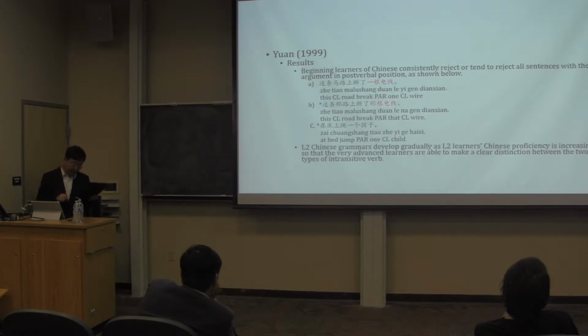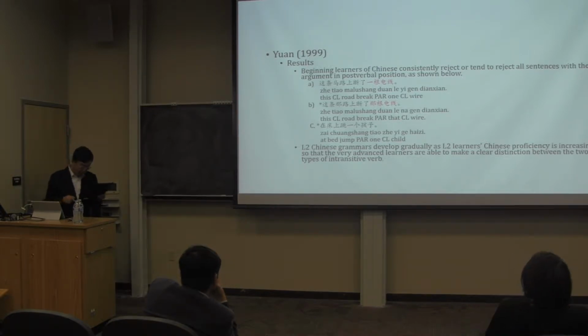When it is definite, it must raise to the subject position and can't stay in situ. So you can't say 这条马路上断了那根电线. So this is definiteness effect. So in this case, 那条电线 must raise to the subject position. It can't stay in the object position.